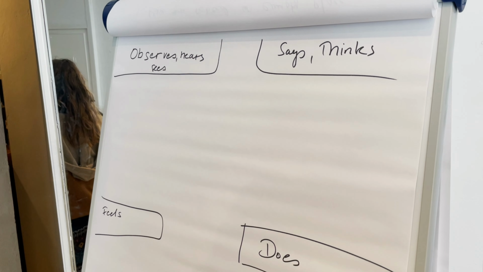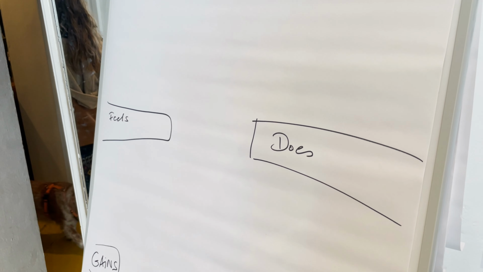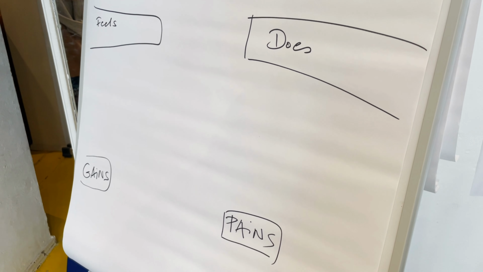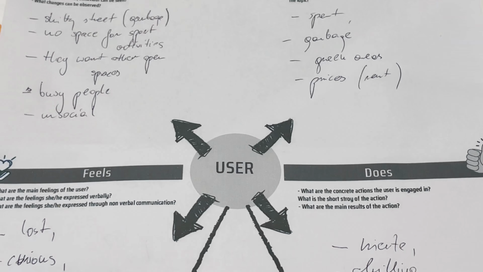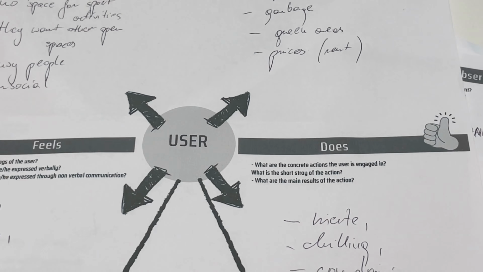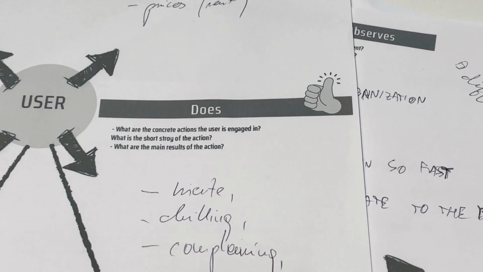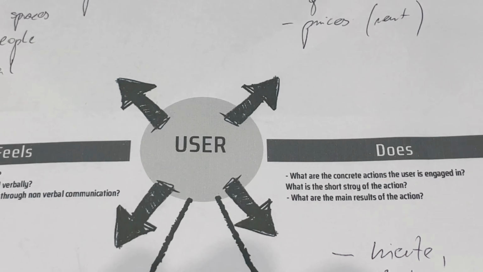However, pay special attention to what users think but may not be willing to say. Try to understand why they are reluctant to share. Are they unsure, self-conscious, polite, or afraid to tell others something? The does quadrant encloses the actions the user takes. What does the user do? How does the user go about doing it?